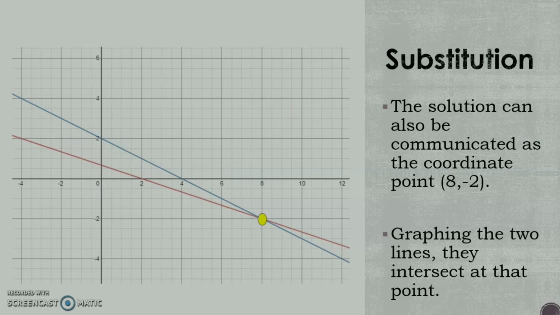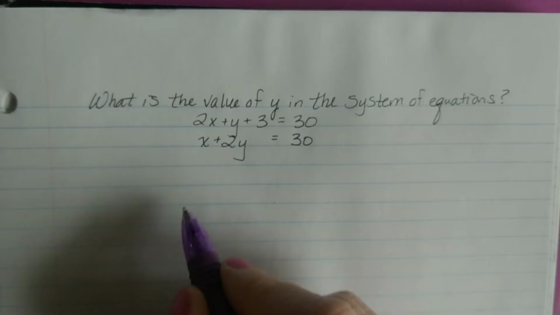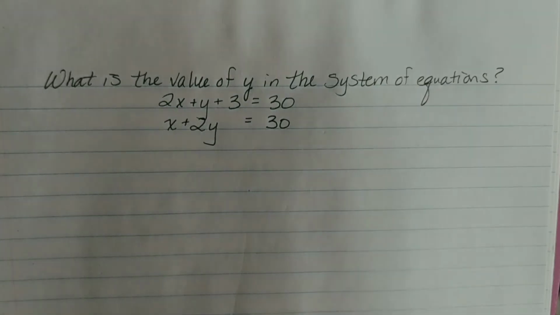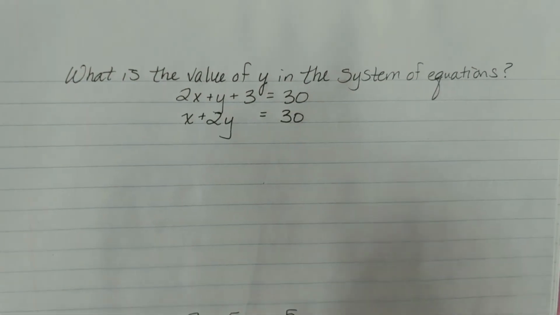Let's do a second example. This one comes from a past ACT. It asks, what is the value of y in the solution to the following system of equations? So here we only need to solve for y, not x. These equations aren't really set up to easily substitute the way that the first example was, but I can still use substitution. I just first need to solve one of the equations so that one of the variables is by itself.